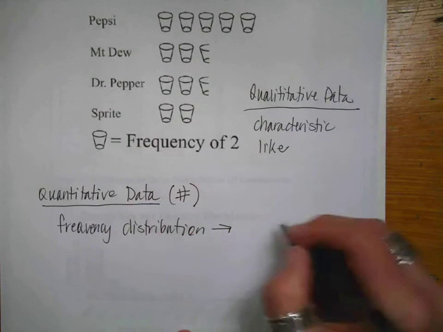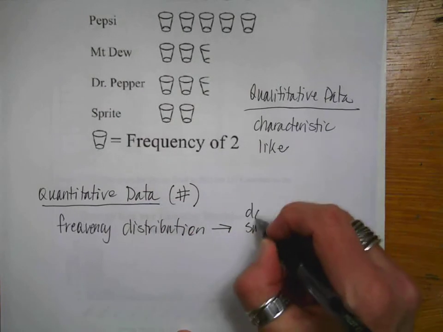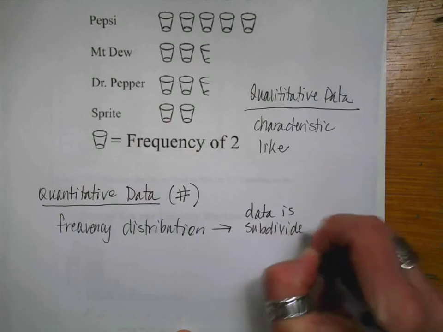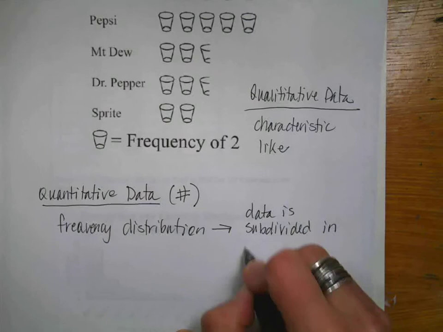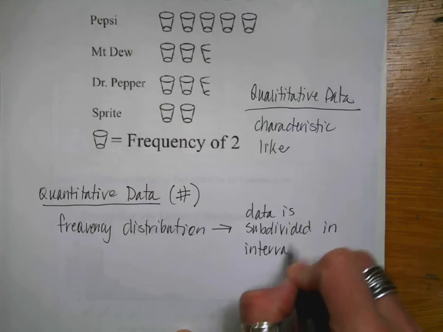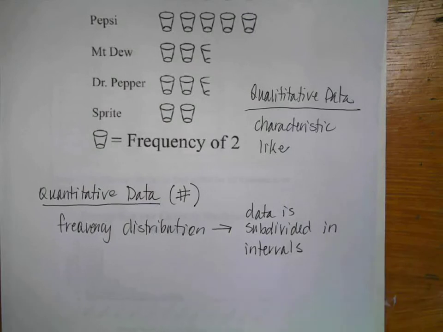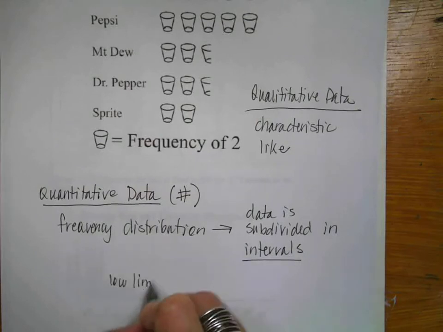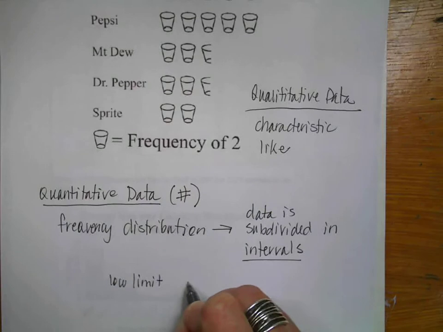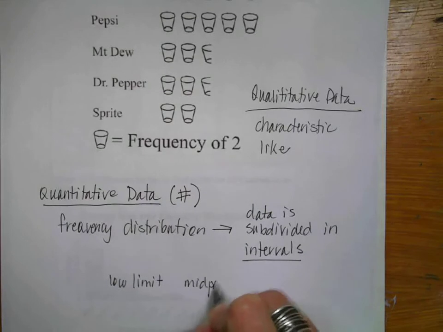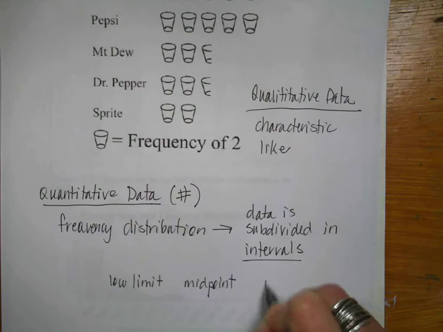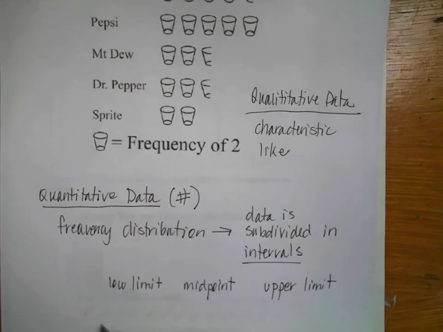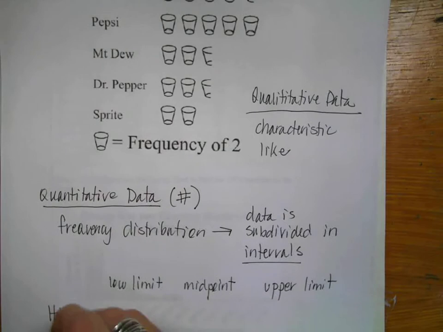So for the frequency distribution, we're going to take our data and we're going to subdivide it. So data is subdivided into intervals. Okay? And so in those intervals, we're going to have a low limit, we're going to have a midpoint, and then we're going to have an upper limit.